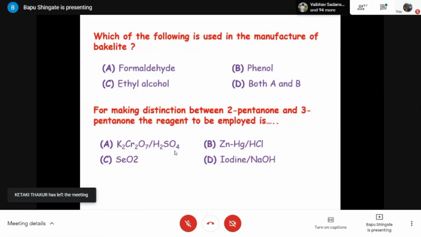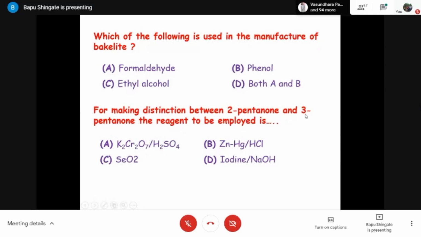That's why these three reaction conditions are not suitable for distinguishing 2-pentanone and 3-pentanone. And the last one, iodine and NaOH. In 2-pentanone, the alpha hydrogen can be abstracted by NaOH, and CI3 is formed, giving CI3CO.